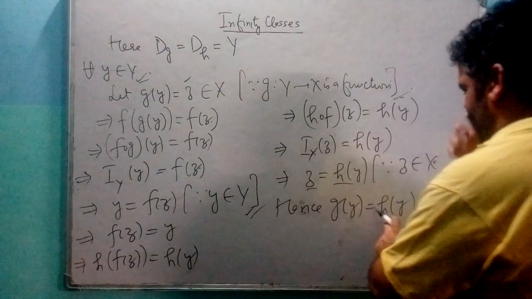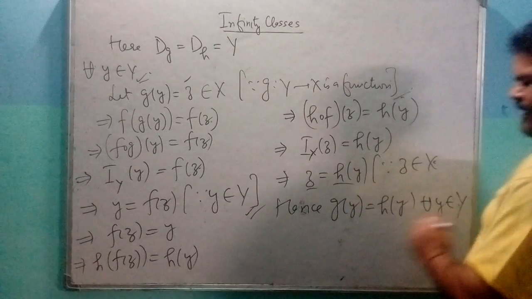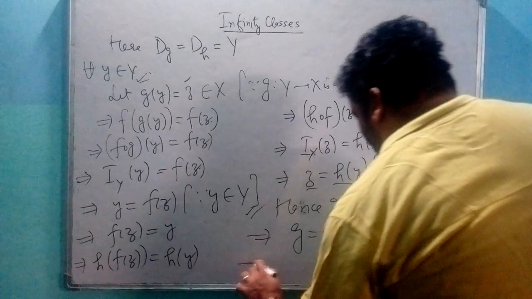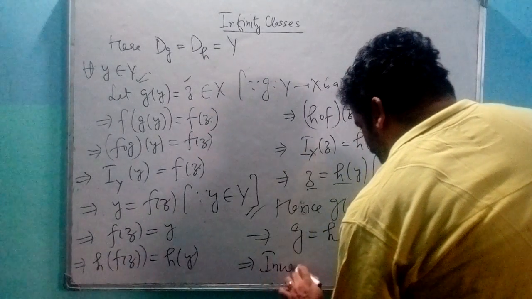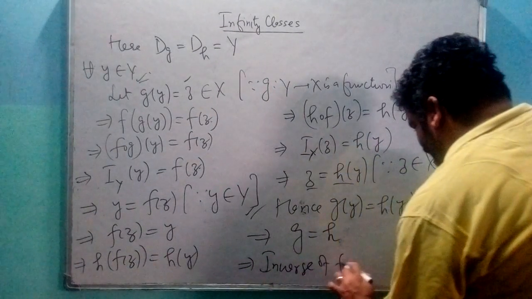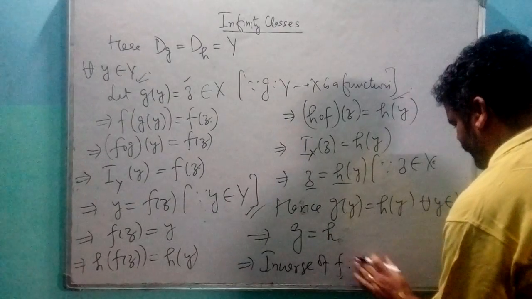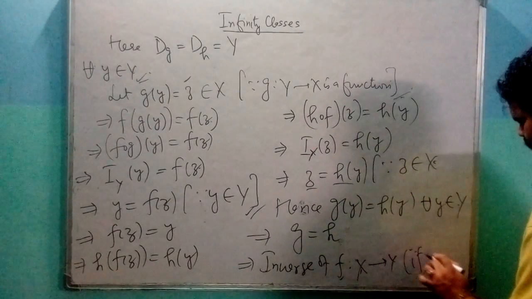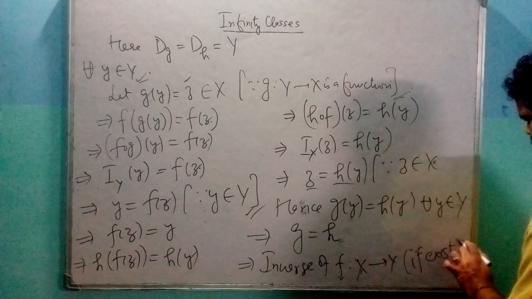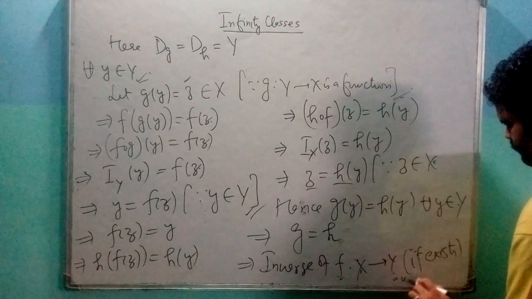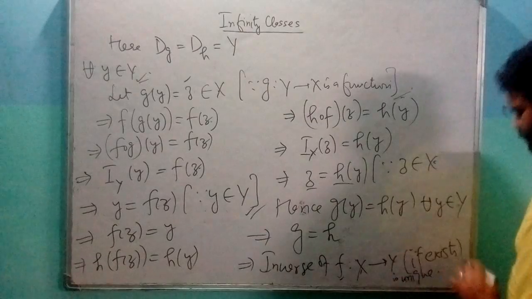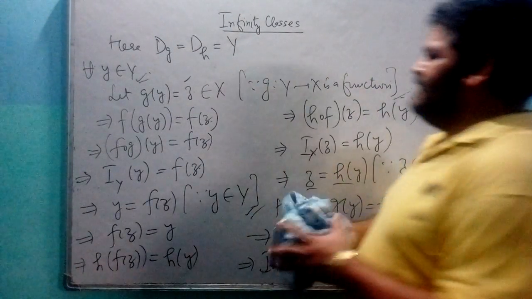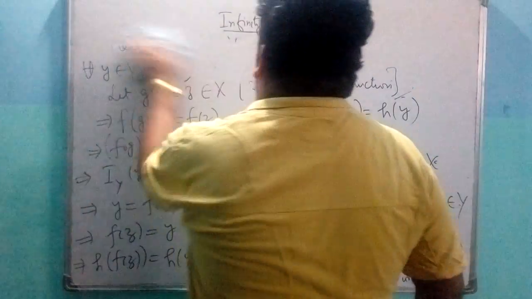Hence, g and h agree on their common domain. Hence, implies g is equal to h, implies inverse of f from X to Y, if exists, is unique. So we have proved if inverse exists, then it is unique.